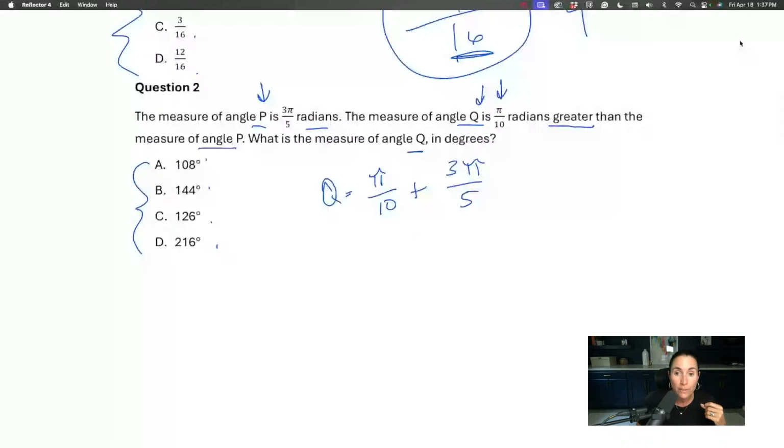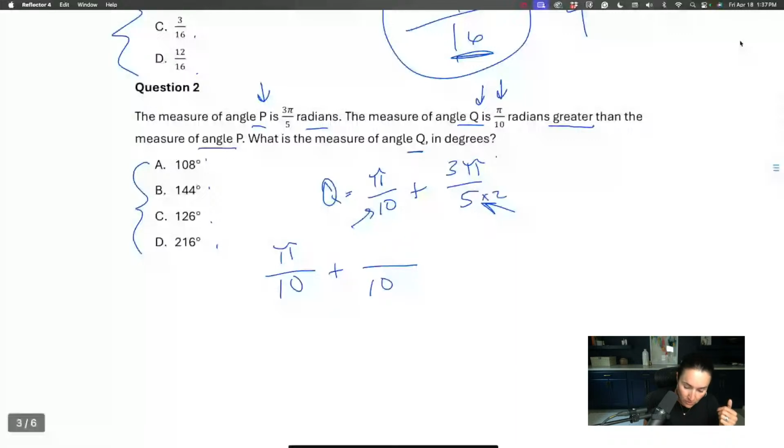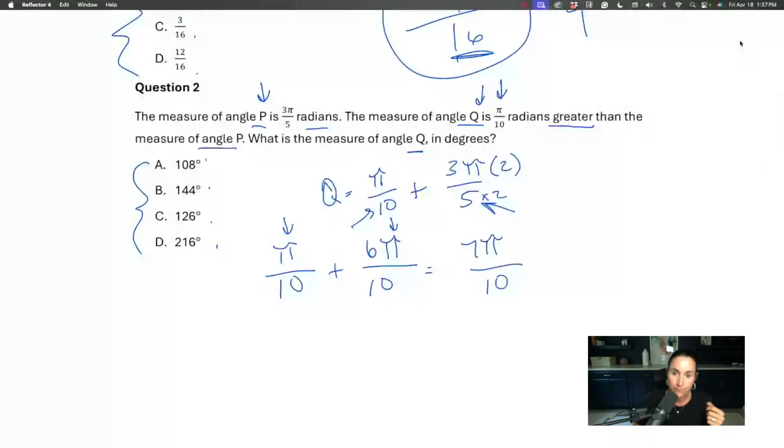Okay, well, what are we doing here? We're almost adding fractions, right? So we have these denominators here. We need a common denominator. Do we have one already? Yes, we do. It's 10. So we have pi over 10 stays the same, plus if we change this 5 to a 10, we multiplied that by 2, yes? So we need to multiply the top by 2 as well, which gives us 6 pi. Now we can add this. Pi plus 6 pi is 7 pi over 10.